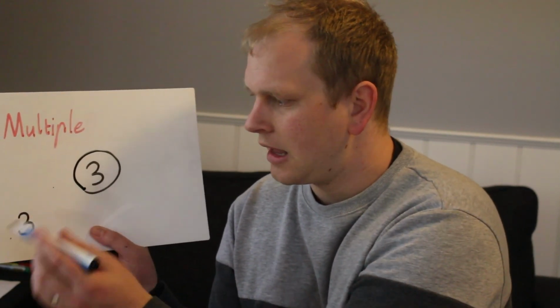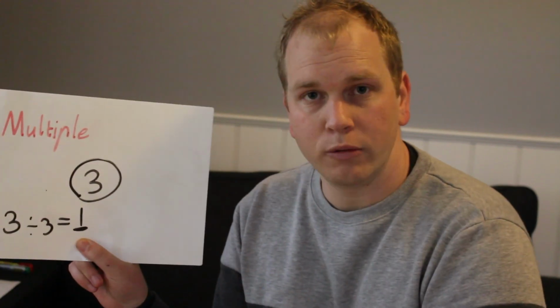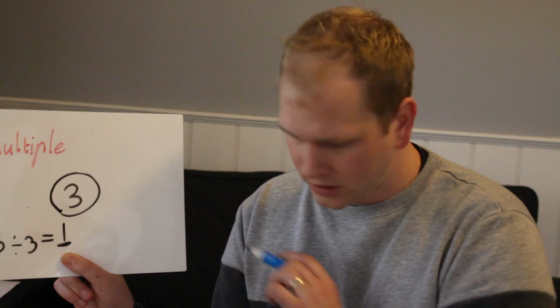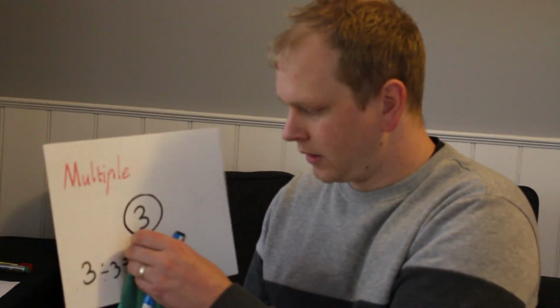Now the first multiple is easy because it's always going to be itself, because if I divide 3 by 3, I'm going to get the answer 1. And so as you can see, it's a whole number. We didn't have to go to decimals or fractions. So the first multiple of 3 is 3.